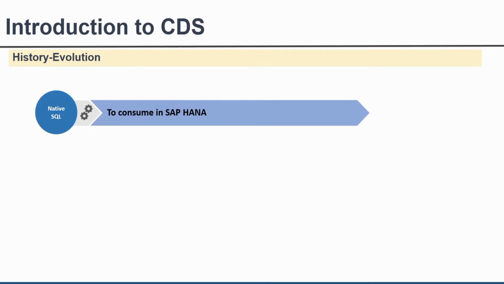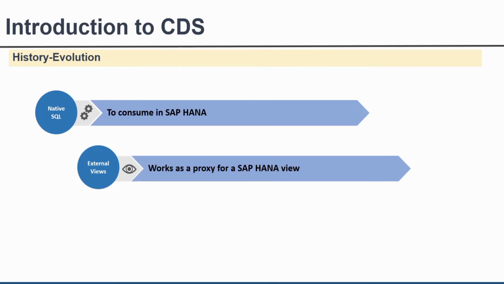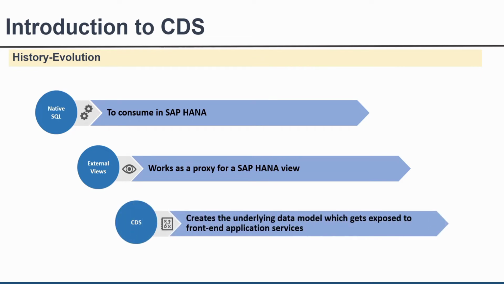Previously, in order to consume data and database objects on SAP HANA, we had to use native SQL. Now, to access the data from an ABAP layer, SAP came up with the concept of external views. External views worked as proxies with the SAP HANA views. Lastly, SAP came up with CDS.